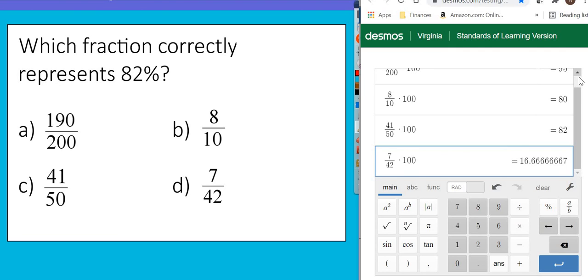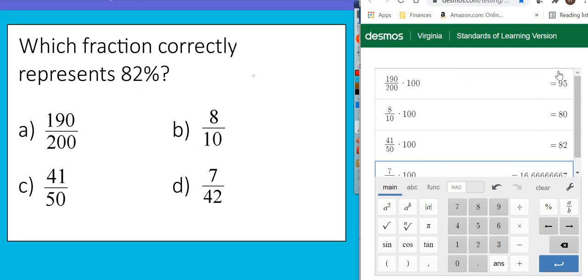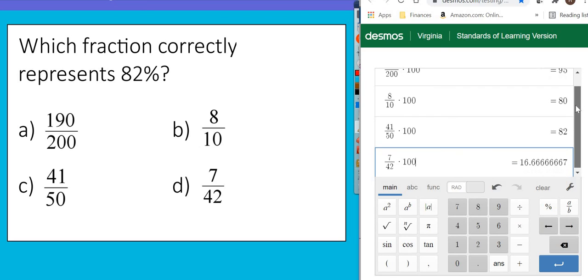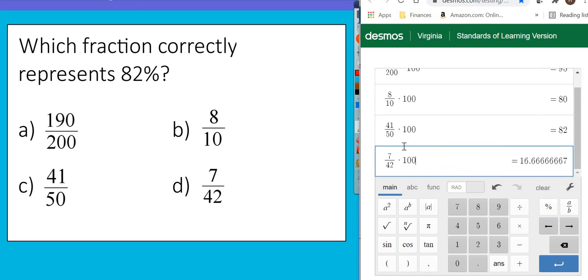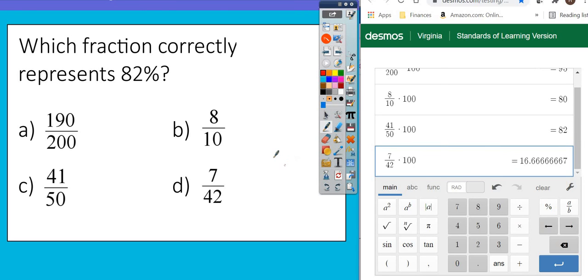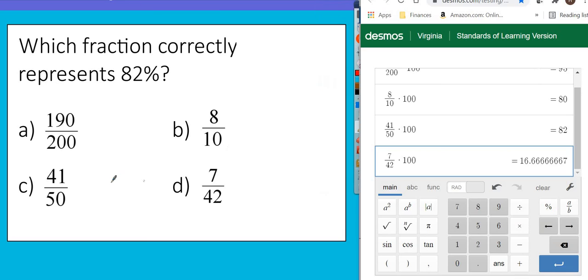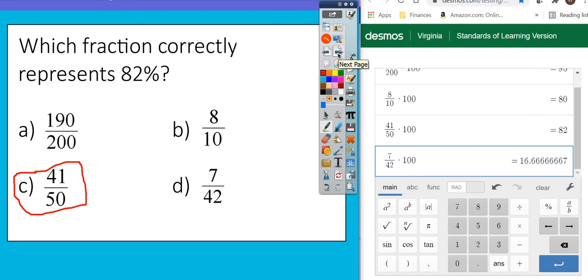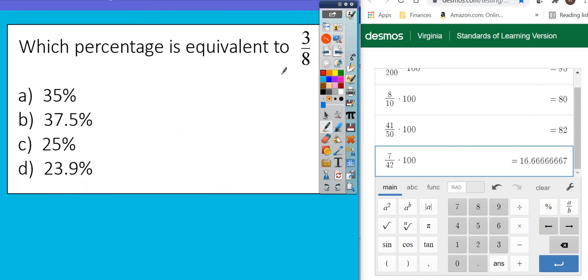Okay. And let's take a look. What are we looking for? We are looking for 82%. Well, the first one's 95. The second one is 80%. The third one is 82%. And the last one is 16.6 repeating percent. So that means 41 over 50 is our answer. Always double check and make sure you've done everything correctly so that you get these right.